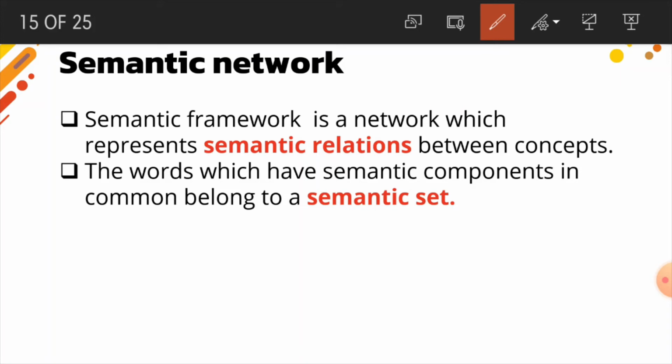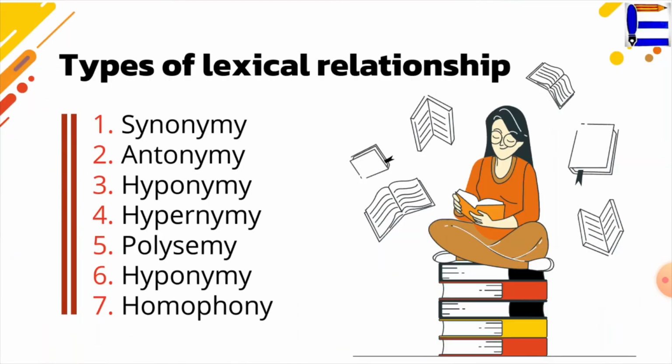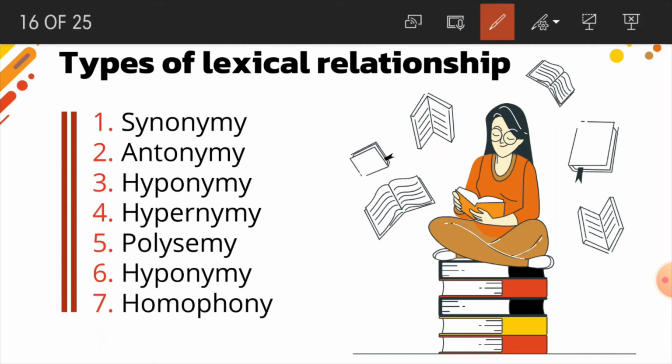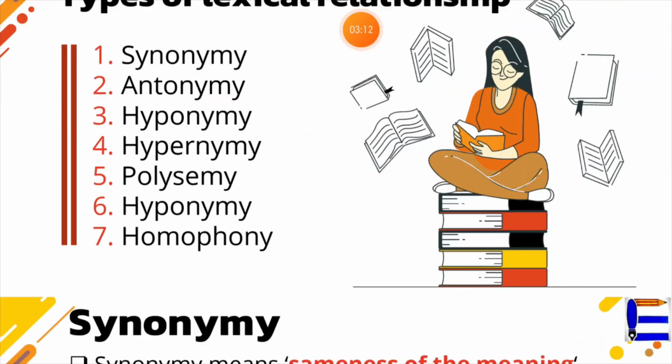Now let us know about the kinds of lexical relationship words have, which are of the following types: synonymy, antonymy, hypernymy, hyponymy, polysemy, and homophony. Hyponymy is repeated here twice, so you can ignore it. Okay, now let's learn them one by one.